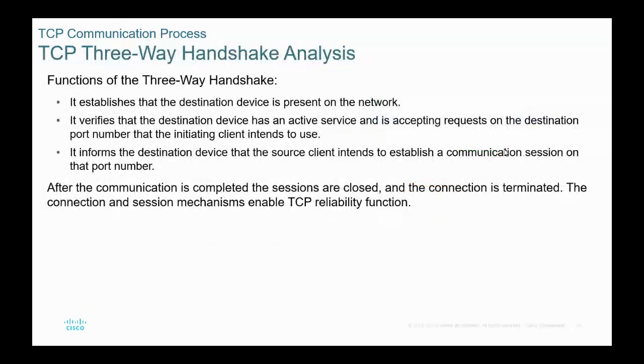So the functions of the three-way handshake: it establishes that the destination device is present on the network. Okay, are you there? I want to synchronize with you. And then they reply, yeah, you're definitely there. It verifies the destination device is an active service and is accepting requests. If Jovan was accessing Marianne on port 80 because she's a web server, then she's there, listening on port 80. If she was not a web server and was an FTP server on the other hand, which is port 21, then she would never actually acknowledge his synchronization on port 80.